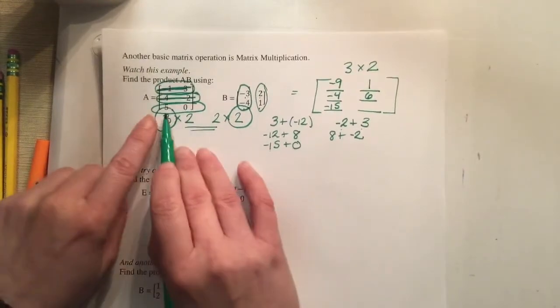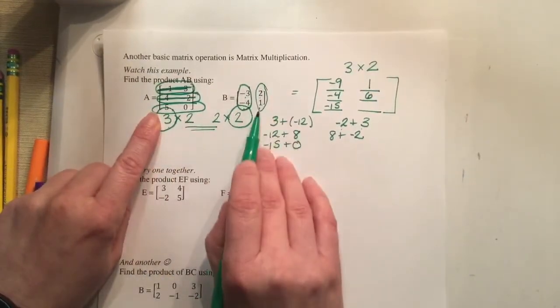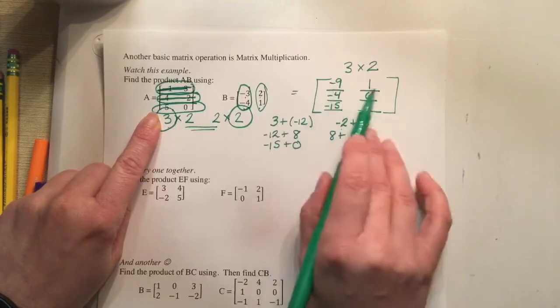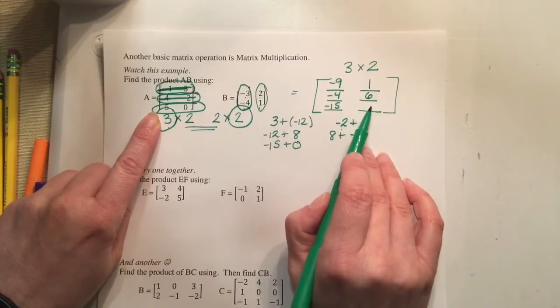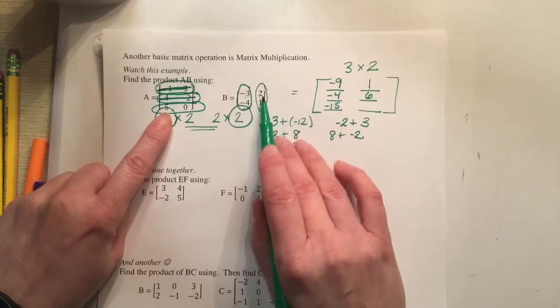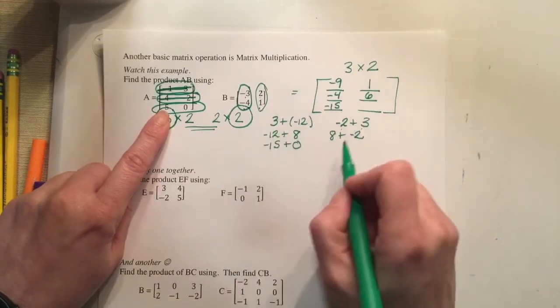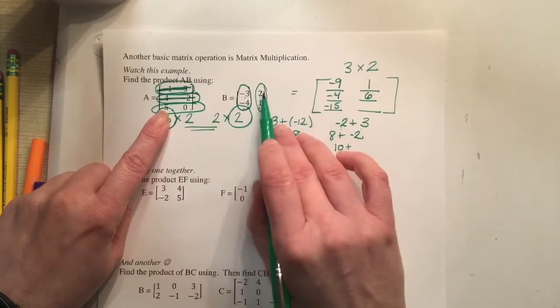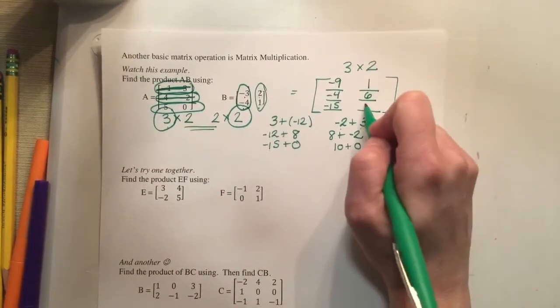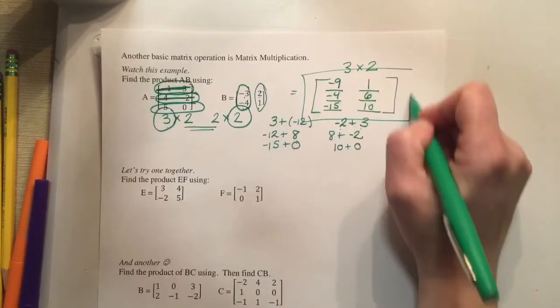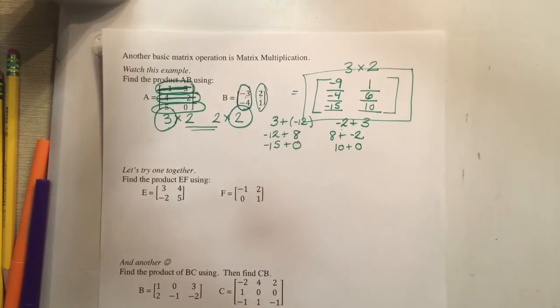Now I need row 3, column 2 to find my entry for row 3, column 2. That's the number that I need. So those are the two things that I have to multiply to get that. 5 times 2 is 10, plus 0 times 1 is 0. 10 plus 0 is 10. This is your product. So again, it might be a little bit tricky as you're first getting used to it, but once you get the hang of it, it's kind of fun. It almost feels like you're doing like a little puzzle.